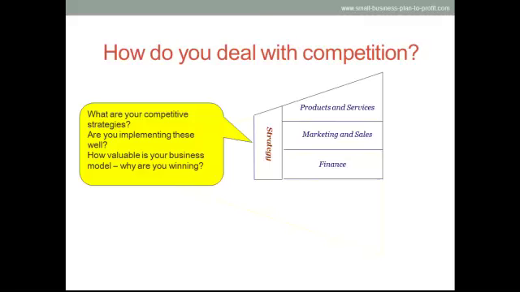So we develop strategies about how to deal with our competitors, how to market even better, how to get a greater market share than what we're doing. We look at whether those competitive strategies are good enough for us. Are we implementing them really well? Are we winning in our market segment? And if we are winning, why are we winning? We need to develop a very good understanding of what is making us successful.